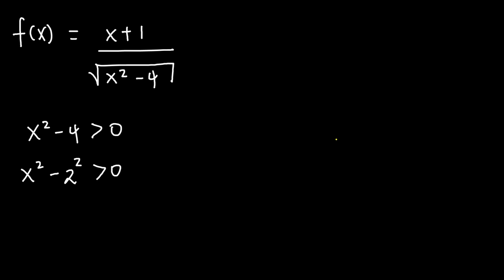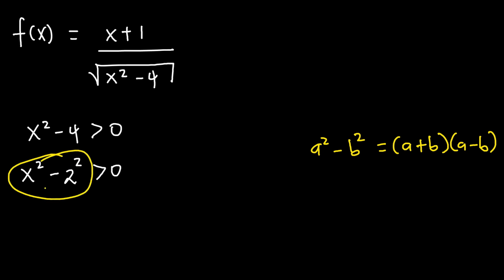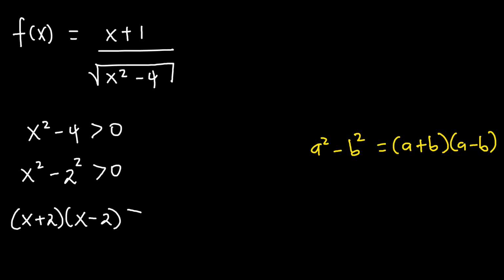And from difference of two squares, if you have a to the power of 2 minus b to the power of 2, this is the same as a plus b, and then times a minus b. So we shall express this in the same way. This will give us x plus 2 and then times x minus 2 greater than 0. And therefore, x cannot be equal to negative 2, and also x cannot be equal to positive 2.